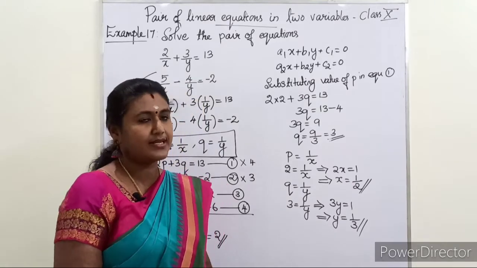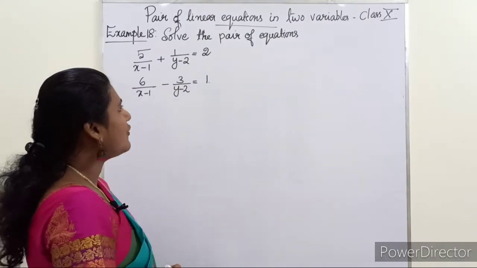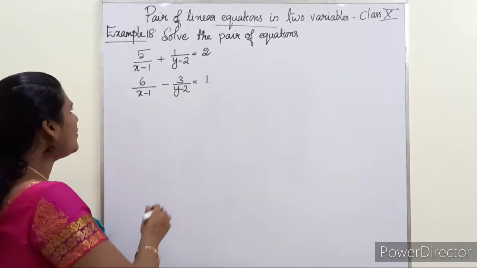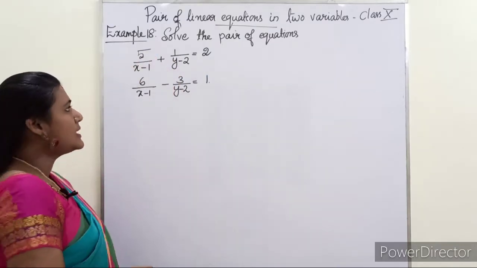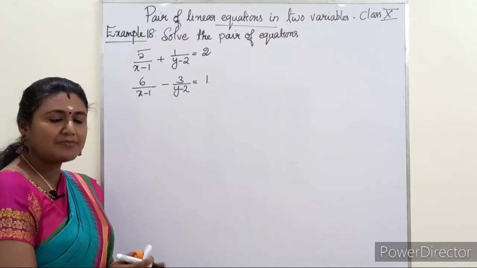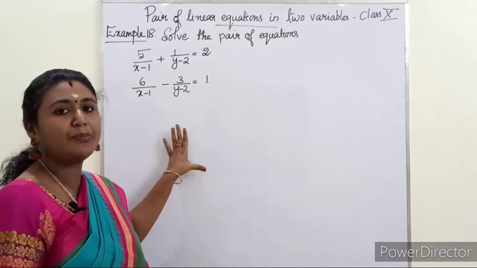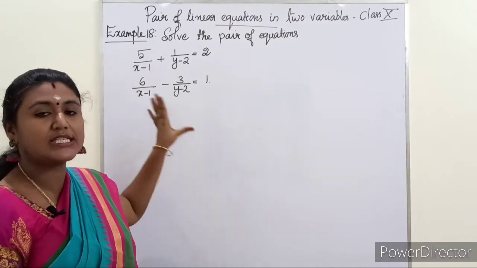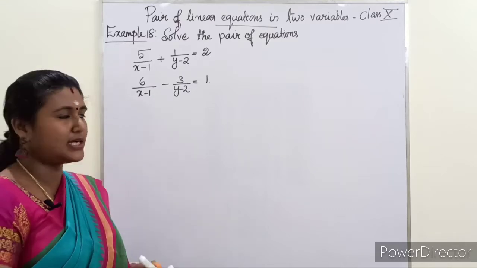Now the next question we'll see. Example 18. Solve the pair of equations. So here also we have a pair of equations which are not linear. As I already explained in the previous example, we have to do some substitution so that this reduces into a pair of linear equations. This equation we can reduce into the standard form of a linear equation.